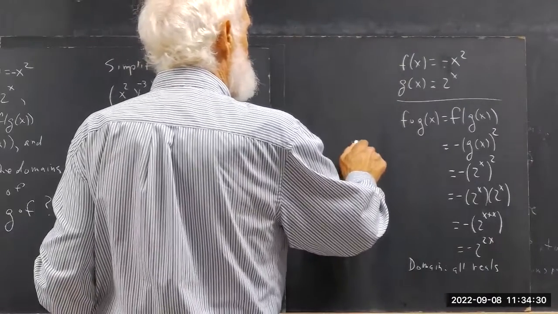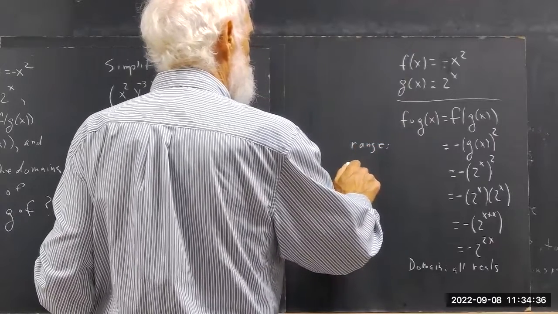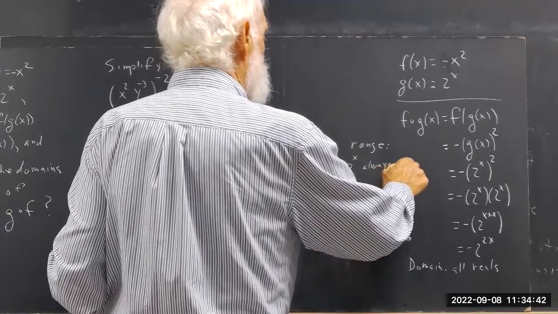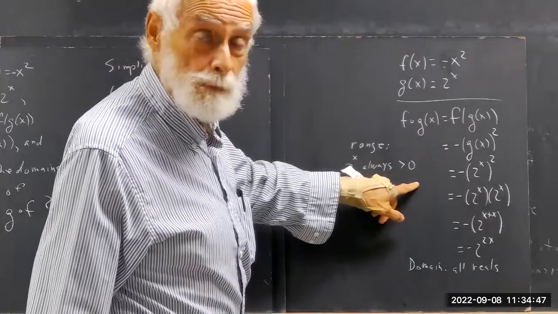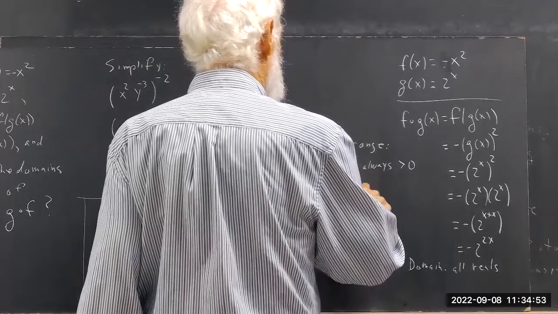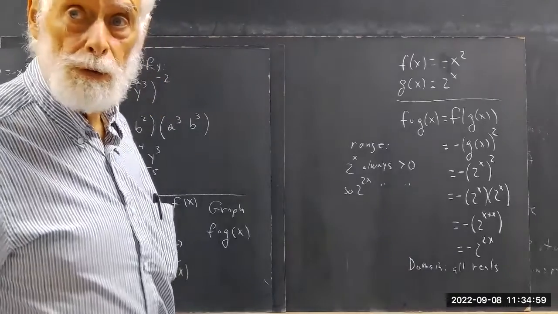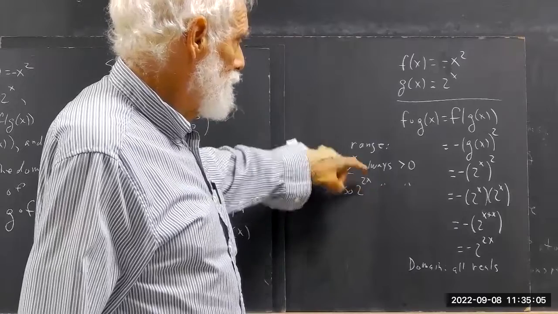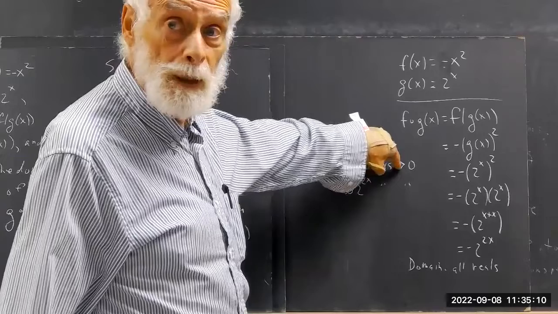The range, I'm going to write out the word positive. I'll say always greater than 0. Is that okay? You understand? Okay. So 2 to the 2x is always greater than 0 because 2x is just another power that you're raising, another exponent of 2. And any exponent of 2 always gives you a positive number.